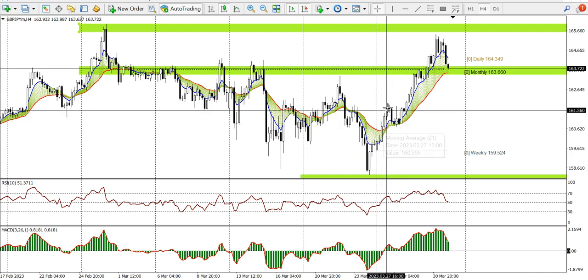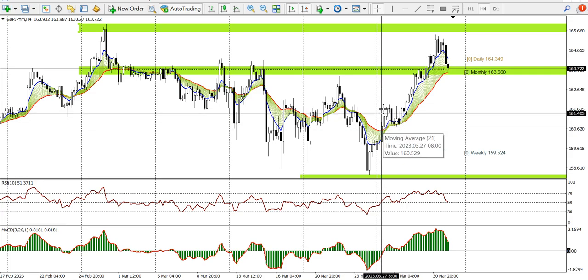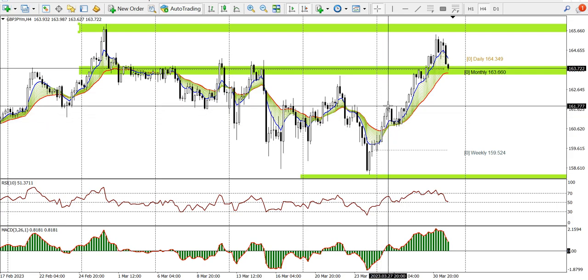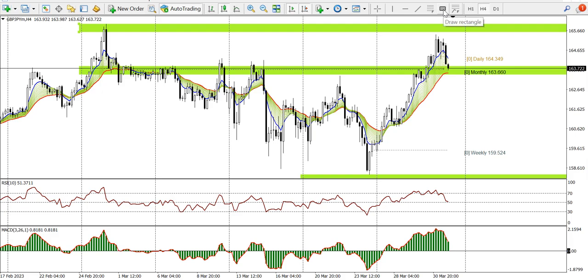If 2, 3, or 4 candles close above the 21 EMA, in the H1 chart I look for a buy setup, so that I can trade with the direction of the higher time frame, in this case the 4-hour chart. We know that this is our level and this is our level. If we buy, our target will be around there.